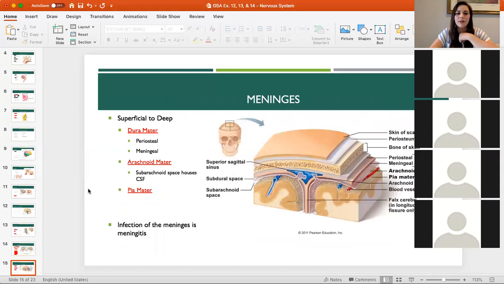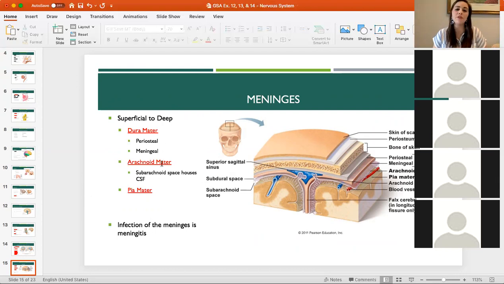Okay, so moving on. Next we have these things called meninges in the brain. These are just layers of tissue that are laying on top of our brain. So you want to know them from superficial to deep. You want to know the names, all right? And then anything else that I have mentioned right here.